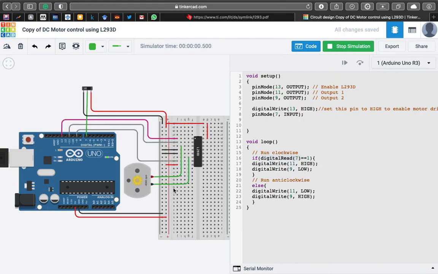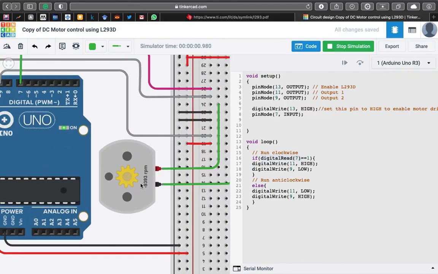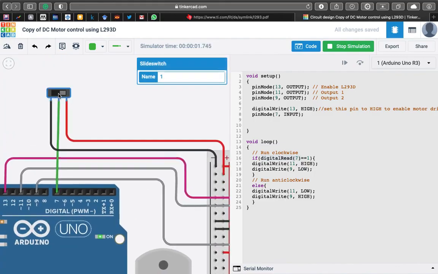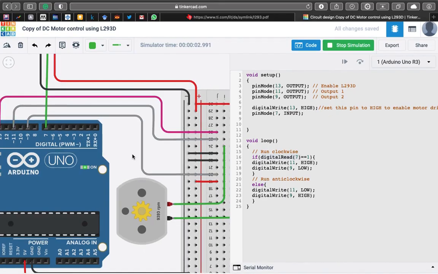You can see it is connected to ground, and it is rotating in the anti-clockwise direction. I say anti-clockwise because the shaft is rotating anti-clockwise, and the RPM is given with a minus sign. Let's try changing the switch. It should change the direction, and you can observe that the value also changed.